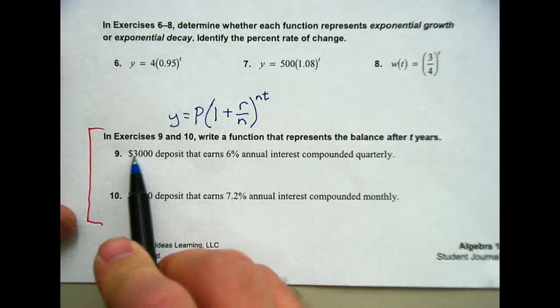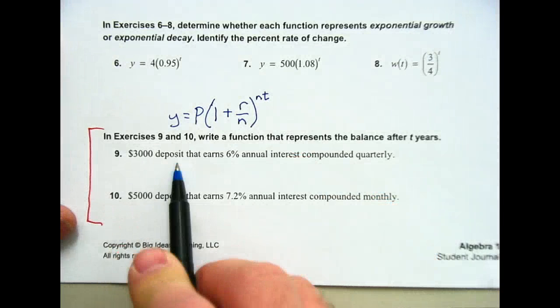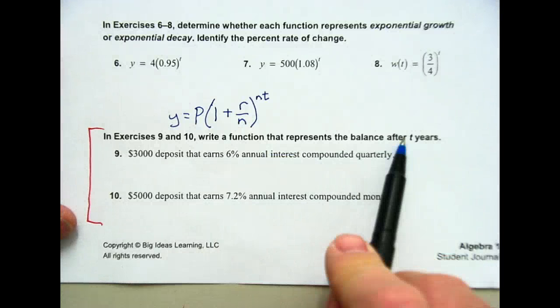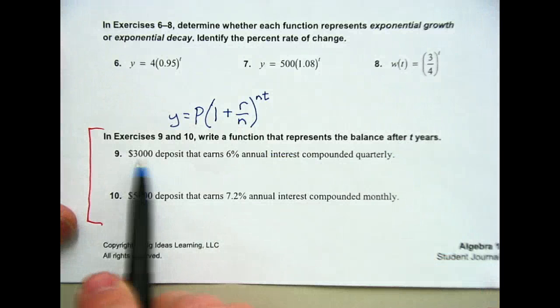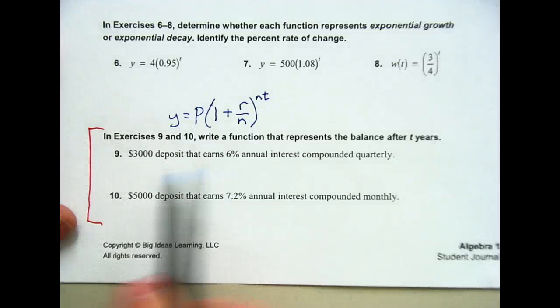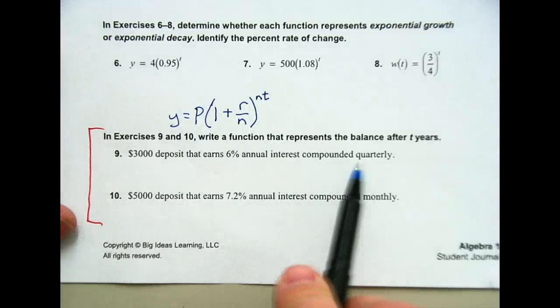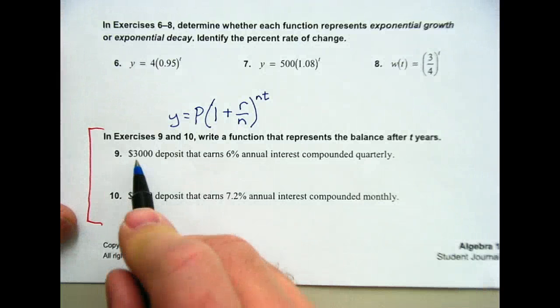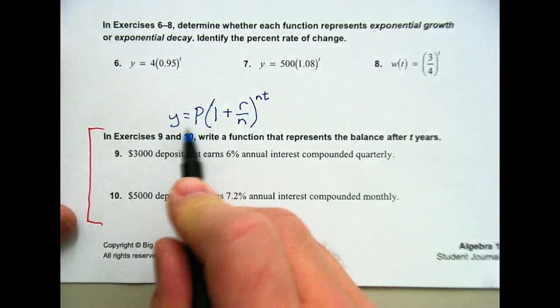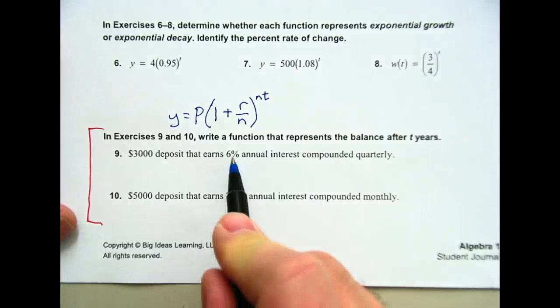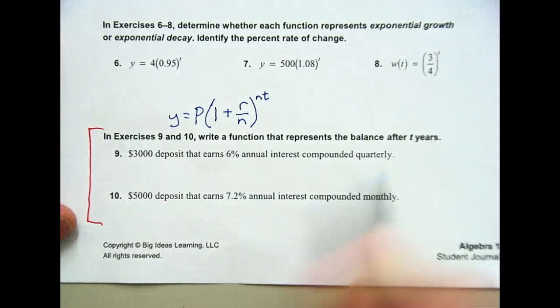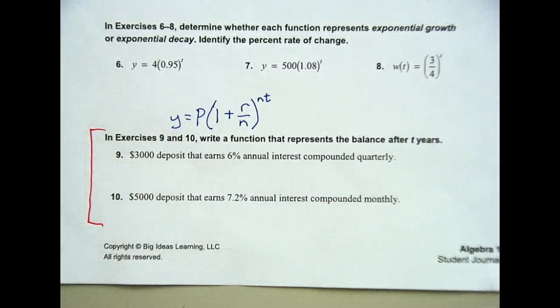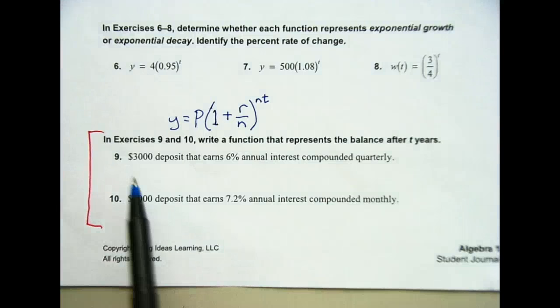All right? So, number 9. Write a function that represents the balance after t years. Okay? A $3,000 deposit earns 6% annual interest, compounded quarterly. Okay, let's label the parts. Everyone label what 3,000 represents. What letter does that represent up there? What letter does the 6 represent? There's one other piece in here you need to really focus on. What letter does that represent? Go for it.